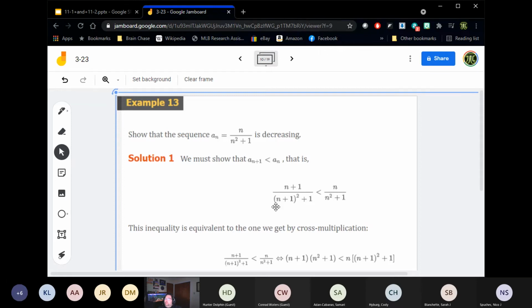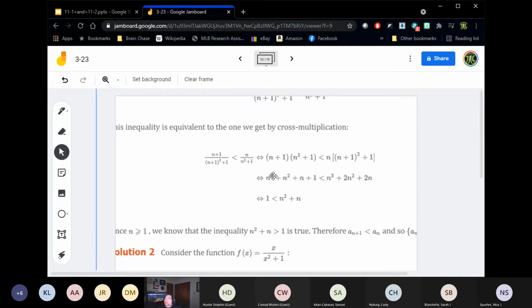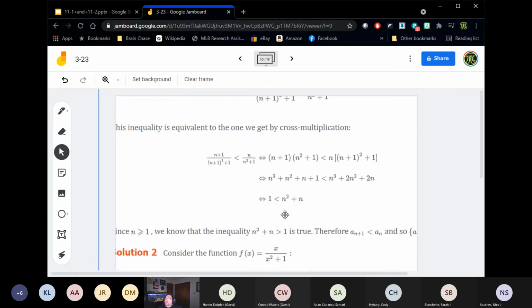So I change all the n's to n plus 1s and I'm going to solve it. So now, since I have n plus 1 over there, I'm going to cross multiply. So I have n plus 1 times n squared plus 1, and we're saying that's still less than n plus 1 squared plus 1. Then, of course, I got to FOIL it all out. So I have n to the third plus n squared plus n plus 1 less than n to the third plus 2n squared plus 2n. Move all the terms over. So I end up getting 1 is less than n squared plus n.